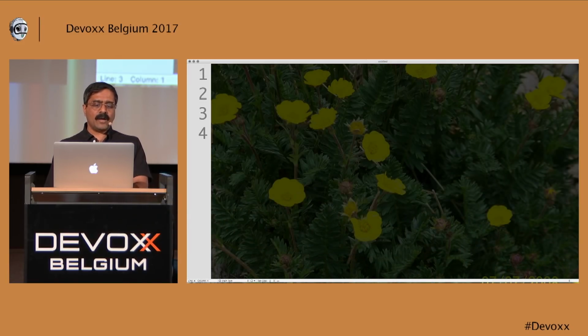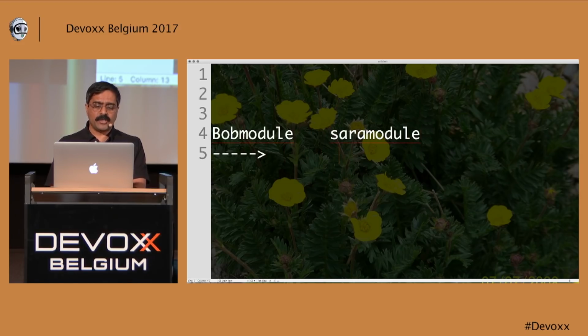Let's say we have Bob, and Bob has a module. We'll call it Bob module, and Bob module is going to export the packages. Here we have Sarah module. What does Sarah module do? Sarah module requires Bob's module. So that's working really well. Now, Bob has a class called B. Sarah has a class called X. What Sarah does is, Sarah has a method in class X called getB.